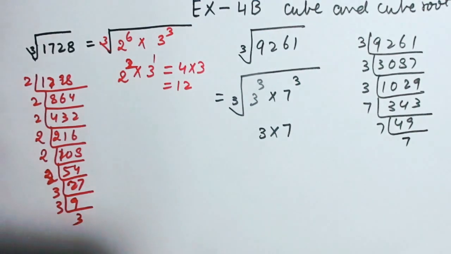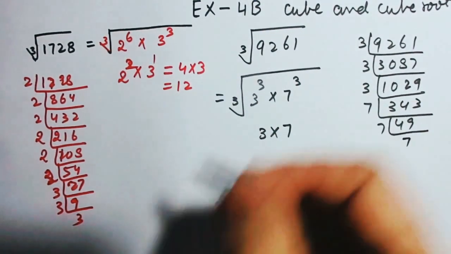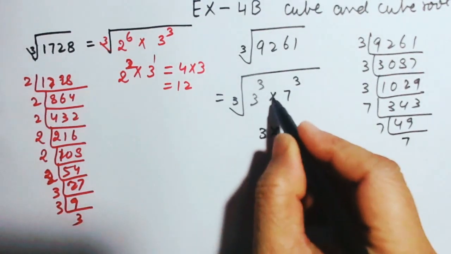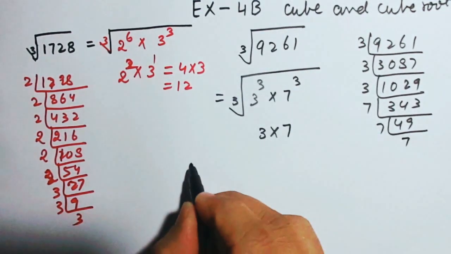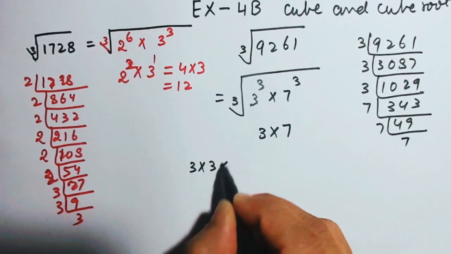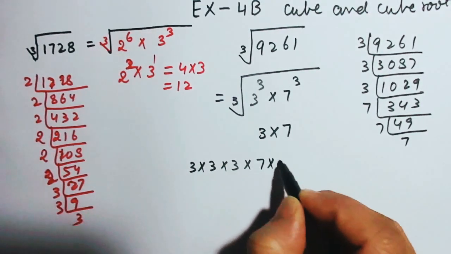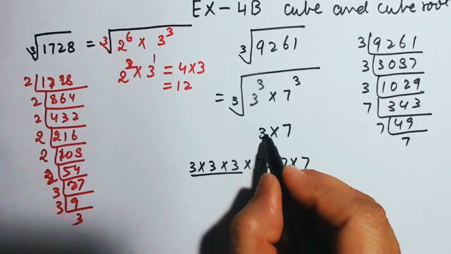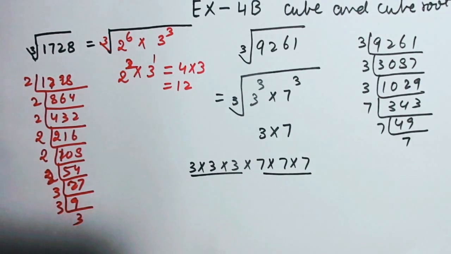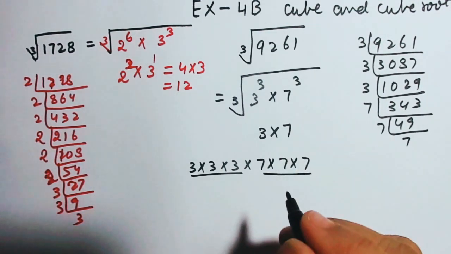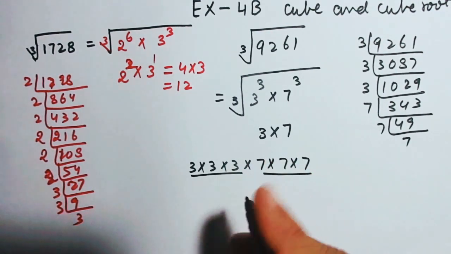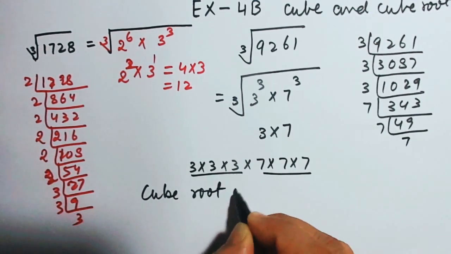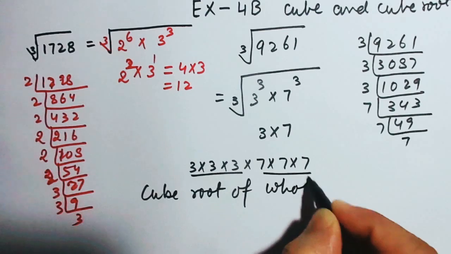Now please do not get confused. Why? Because have a look here. When you have 3 to the power 3 into 7 to the power 3, you write 3 times 3 times 3 and 7 times 7 times 7. So for every triplet we take one. There is nothing to get confused. Here we studied cube root of whole numbers.